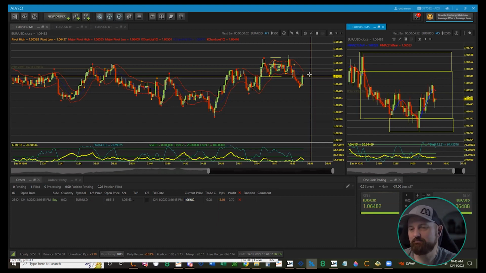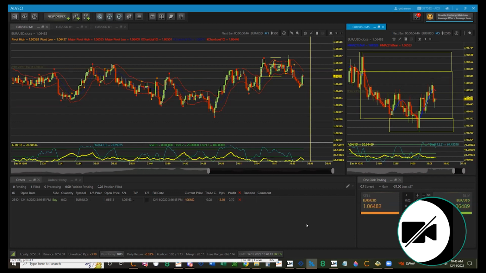Well, this is a big candle, but I would still be a seller at this point. If I were to trade, I would be a seller. I think there is a chance. There is room for a couple of pips here.